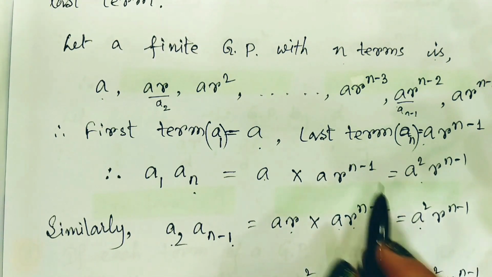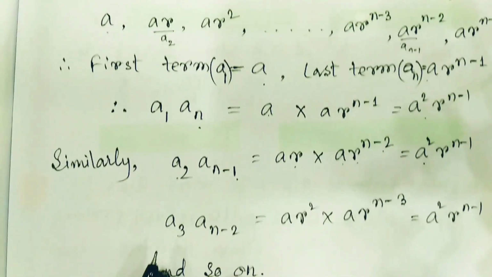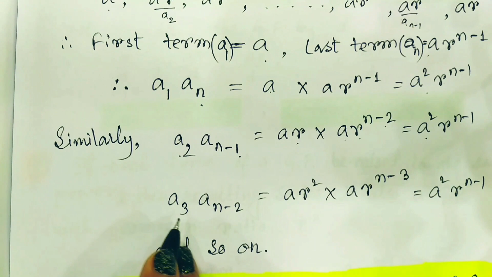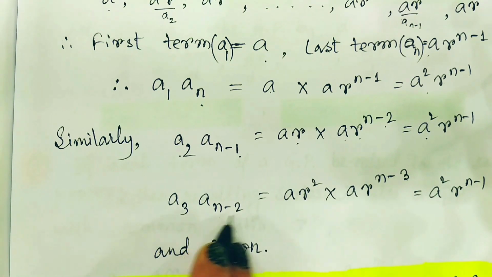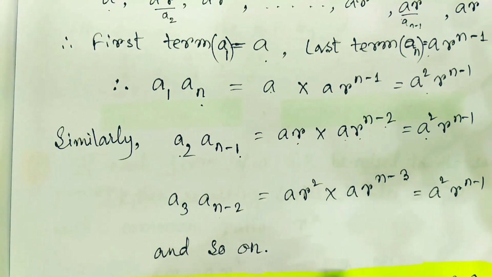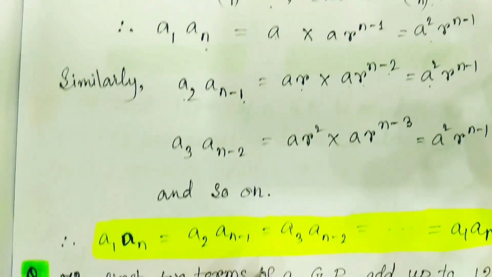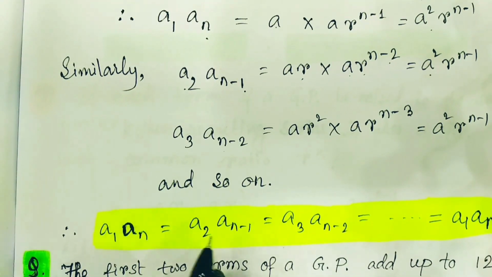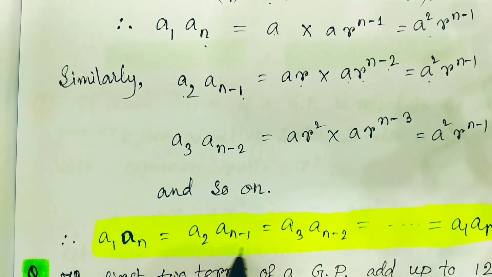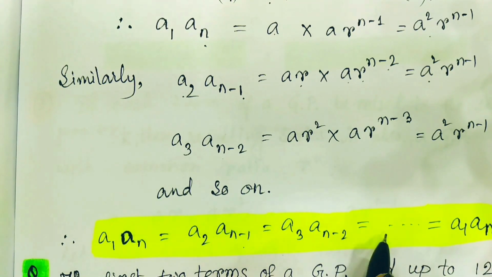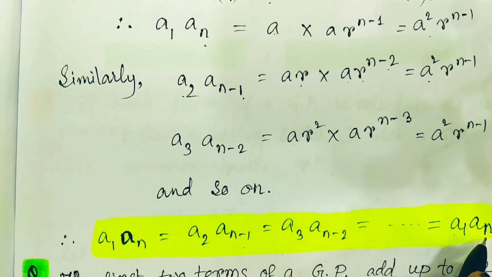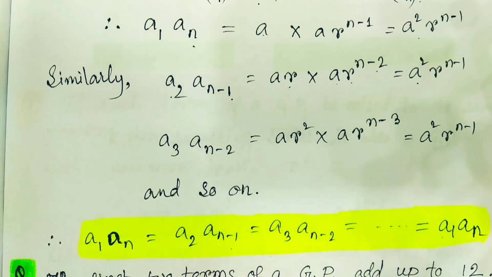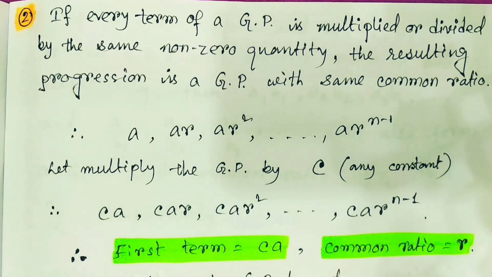Just look, both are same. Now similarly, if we multiply the third term from the first and the third term from the last, we will again get the same value. And in this way, if we proceed, then we can say that a1 an is equal to a2 an minus 1. In this way, all those products are equal to the product of the first term and the last term. So hence the proof.